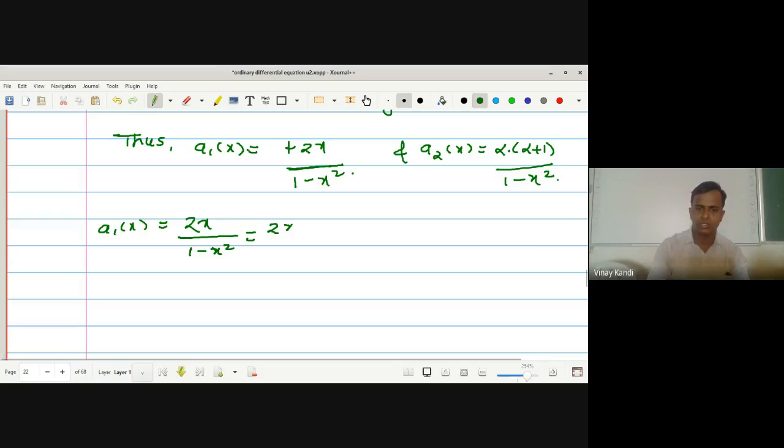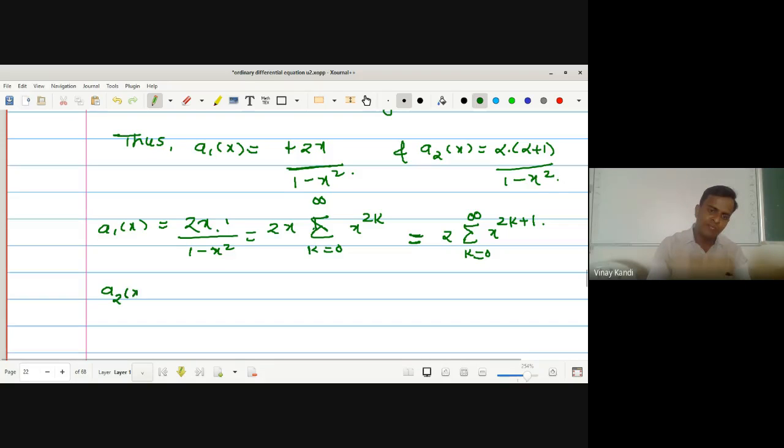This is 2x, this is the summation. What is the summation of 1 upon 1 minus x square? k running from 0 to infinity x raised to 2k, which is equal to 2 into summation k running from 0 to infinity x raised to 2k plus 1. Okay, now any doubt up to here?